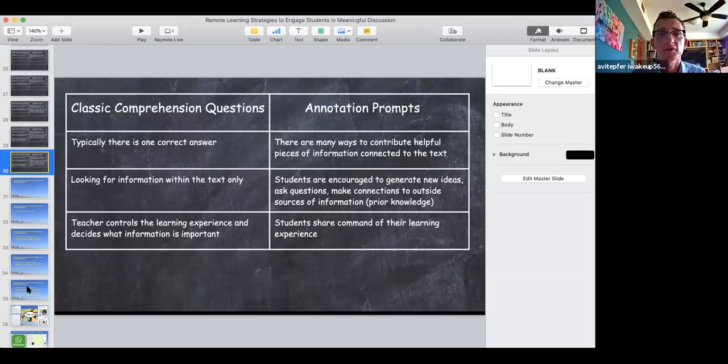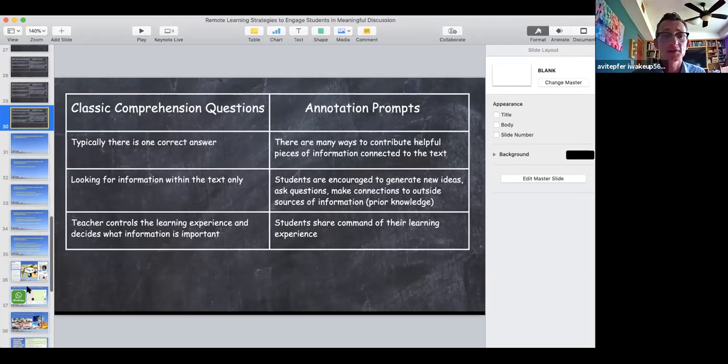Okay. Does anybody have questions about annotation prompts or about Google Docs before we move to our final activity for today? Okay. All right, then I will move on to the last step here.